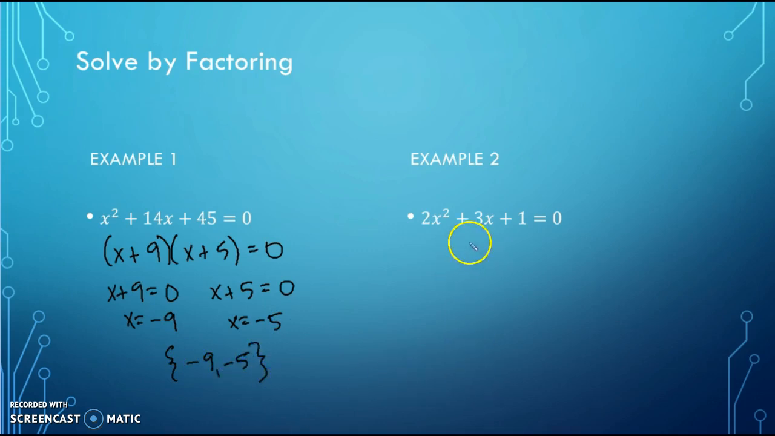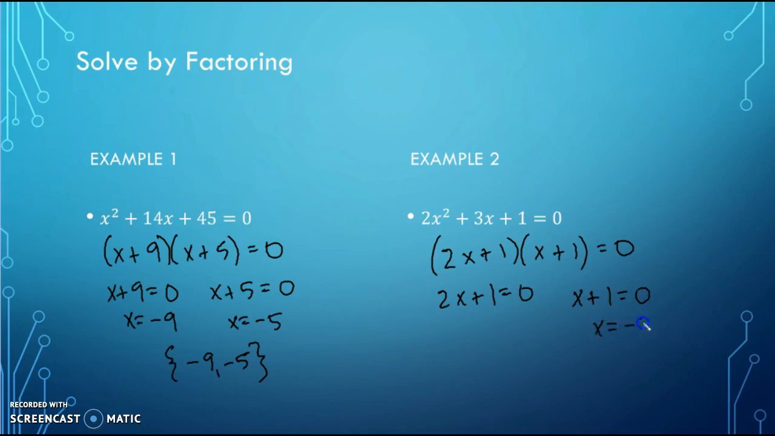And then for example 2, this is also one that we factored, and we factored it to be 2x plus 1 times x plus 1. And again, set them both equal to 0. The easy one is just to be able to subtract the 1, so I get a negative 1. This one's just a two-step. So I subtract the 1 first, then divide by 2, so I get x equals negative 1/2. So then my solution becomes negative 1/2 and negative 1. So to solve by factoring, factor like normal, then take it one step farther and set all of your factors equal to 0.